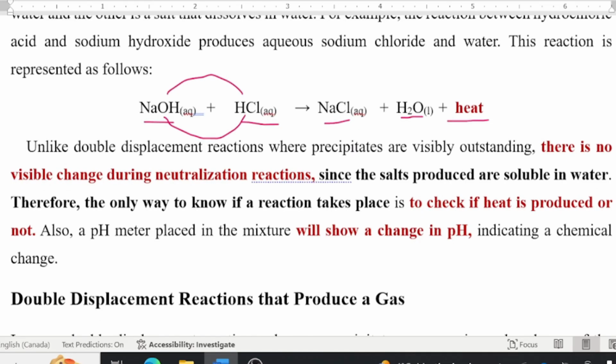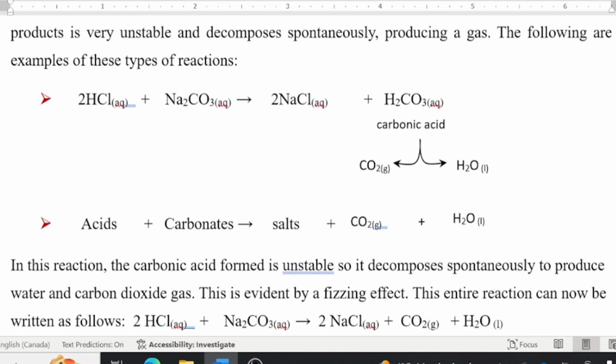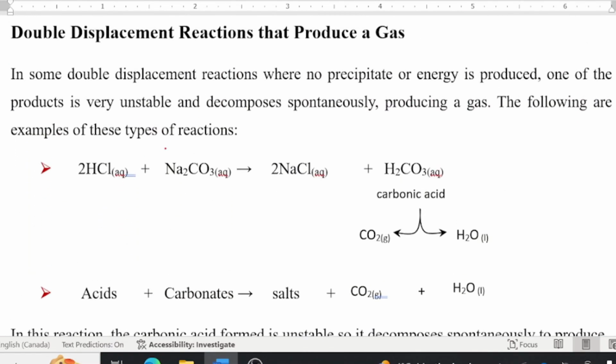There is another type of double displacement reaction where a gas is produced. In this case, if you have hydrochloric acid reacting with a carbonate here, you get sodium chloride and carbonic acid being formed. Carbonic acid, being a weak acid, quickly decomposes to give you carbon dioxide and water.